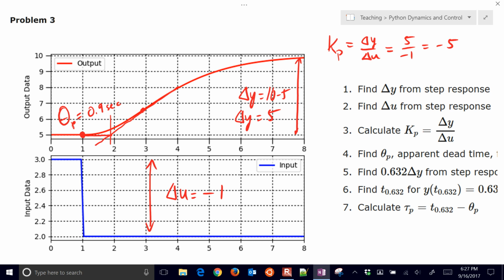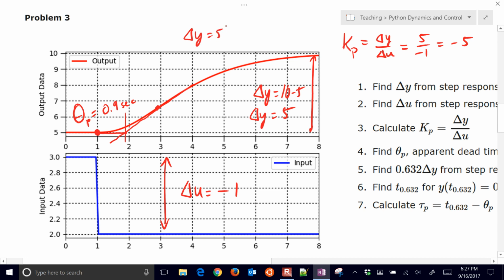After that I need to find about 63% of the way there. It's not 63% of 10, it's actually 63% of the change. So delta y equals 5, and I'll multiply by 0.63 times delta y. That is about right here. I'm not going to be very precise with this. Graphical fitting methods, you don't necessarily need to be very precise. There's my time, about 4. And so tau p equals 2.1 seconds.